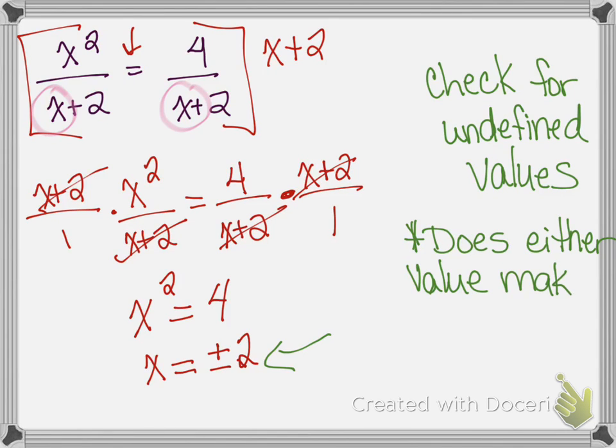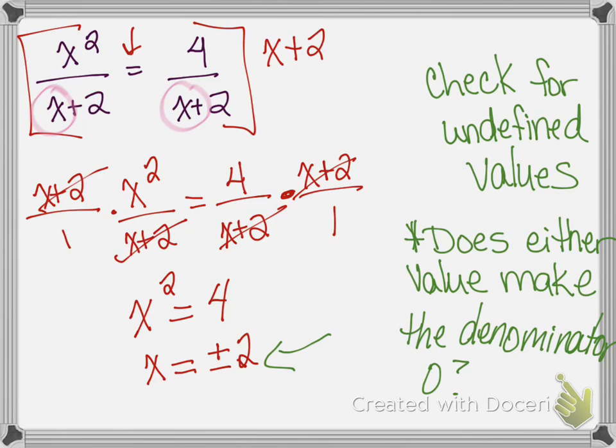So when you get your answer, go back and ask yourself, does either value make the denominator zero? In this situation, negative 2 makes it 0. So the only answer here is positive 2. We have to throw the negative 2 out.